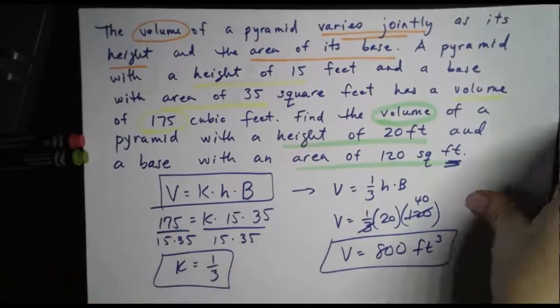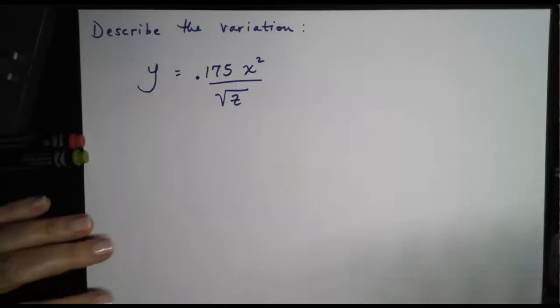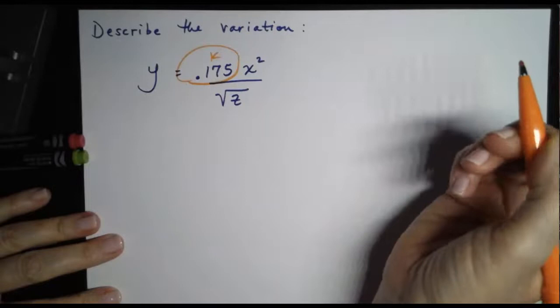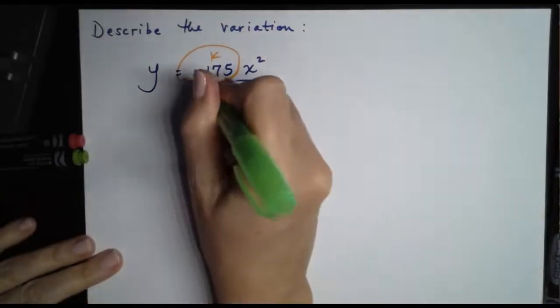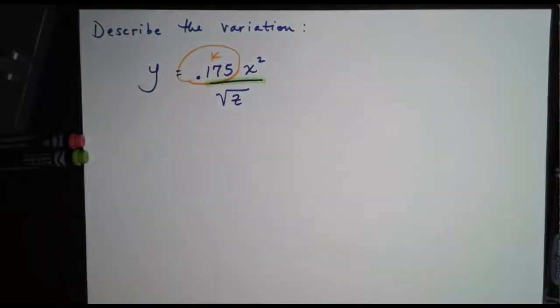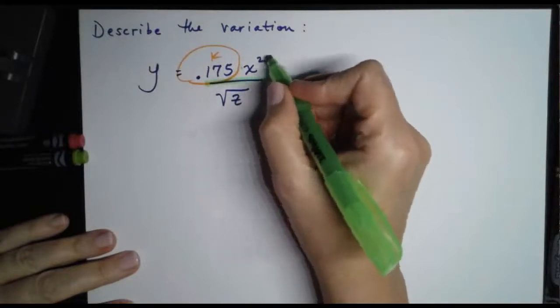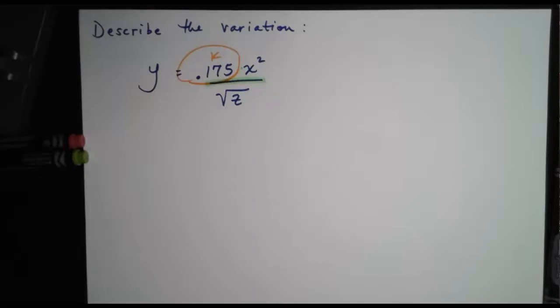3 parts there. Last question, if you are given a variation and I ask you to describe it, that means I want you to use words. So let's pick this thing apart first. So first of all, there's our K value. And it looks to me that since we are dividing, we've got 2 different types of variations going on here. First of all, we're multiplying by x squared and we're dividing by the square root of x. So this is a combined variation.